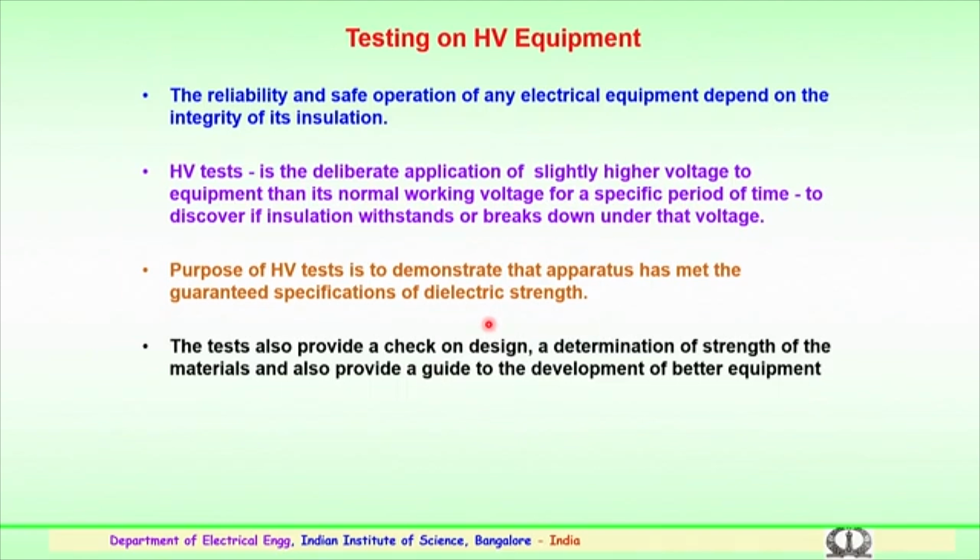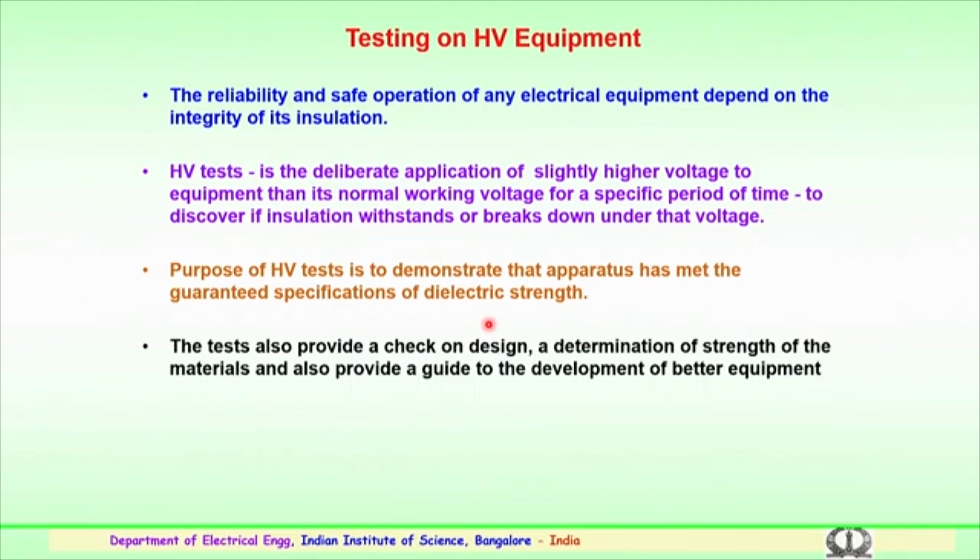This is the reason for the high voltage testing of equipment used in high voltage transmission, distribution, or in the substation. The reliability and safe operation of any equipment mainly depend on the integrity of its insulation. Insulation is an utmost important aspect, where in case of overvoltages it has to perform and it has to last for the designed period.